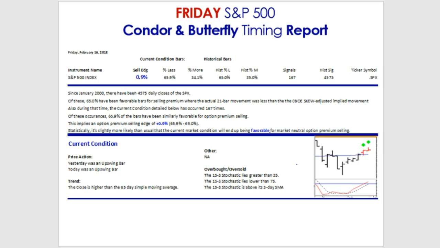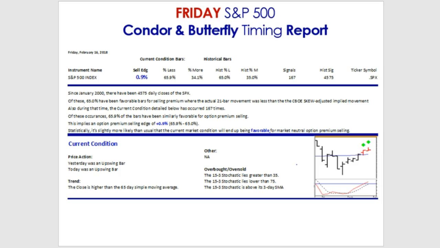Let's go right here. There we go. This is the Condor butterfly timing report. So since Jan of 2000, we've had about 4,575 daily closes of the S&P 500. Now, of those 4,575, 65% have been favorable bars for selling option premium, where the actual subsequent 21 bar movement was less than what the SIBO skew adjusted VIX was implying, what the option prices were implying.